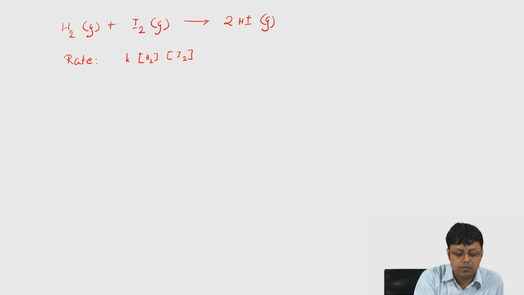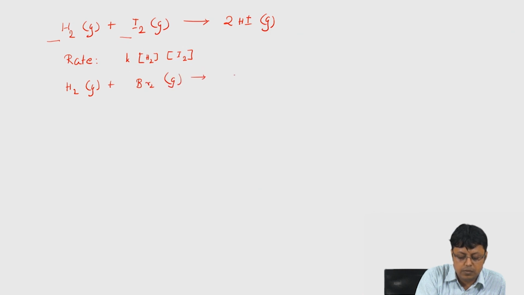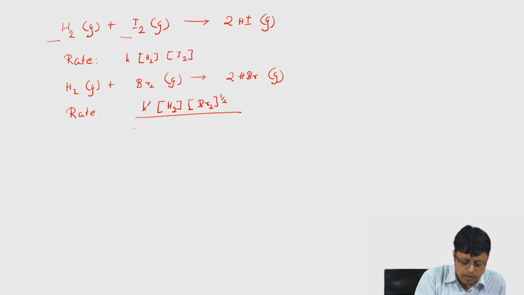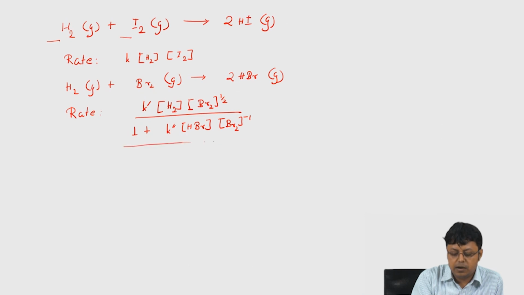which again you might think that okay, the rate is just H2 into I2, because actually there is one molecule here and one molecule here, which is not true, because I will give you another example, H2 and bromine gas to give you 2 HBr, and the rate of that reaction is something like this: K concentration of hydrogen, concentration of bromine to the power half divided by 1 plus K double prime HBr to Br2 minus 1.